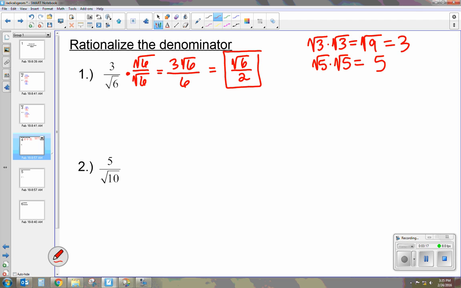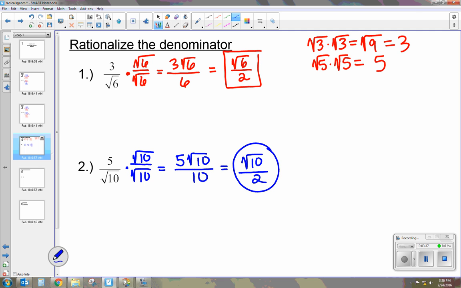We can do the same thing down at the bottom. To get rid of that radical, we multiply by the square root of 10 over the square root of 10. So we get 5 square roots of 10 all over 10. 5 divided by 10 gives us 1/2, so that gives us the square root of 10 over 2. So that's how you rationalize the denominator.